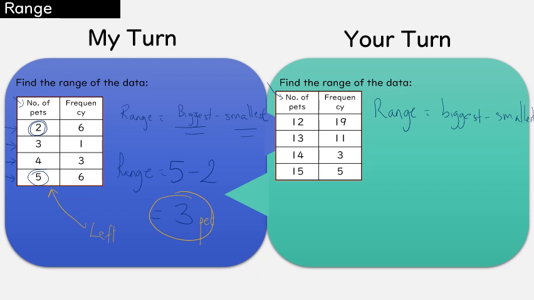The first column is telling us that 19 people had 12 pets, which is a lot of pets. So the range is the biggest, take away the smallest. Well, what are the most number of pets I could have had from that table? That's 15 here. And what's the smallest number of pets I could have had? 12. So the range for this set of data is 3 again, 3 pets. The difference between the most and the least number of pets I have is 3.